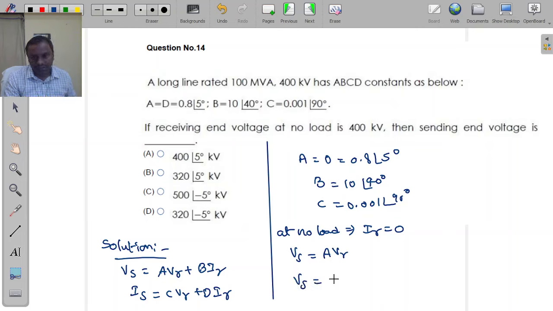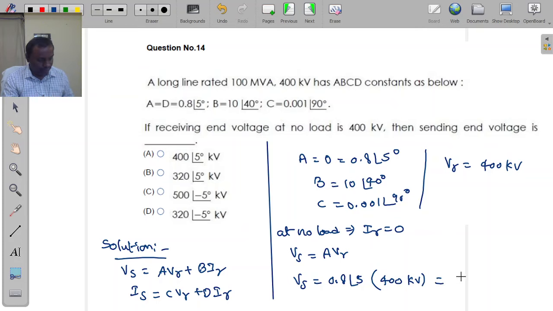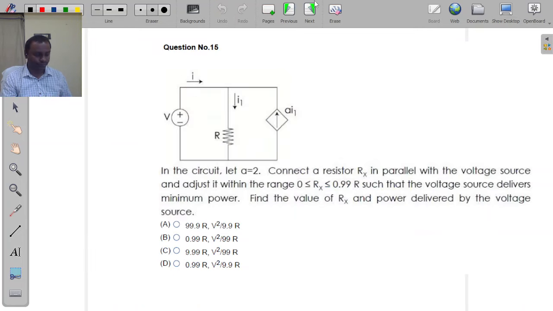Sending end voltage is equal to A, which is 0.8 angle 5, into the given receiving end voltage of 400 kilovolt. So substitute 400 kilovolt here. Now 0.8 times 400 kilo is 320 angle 5 degrees kilovolt. So the answer for this question is option B. Moving on to the next question.